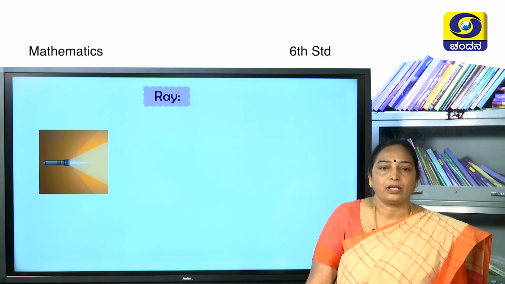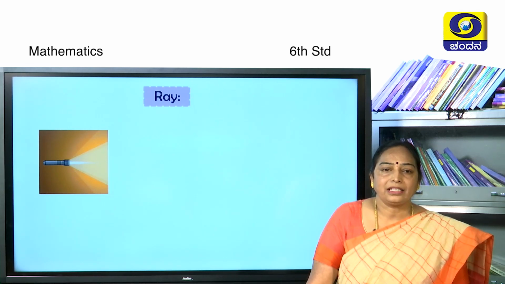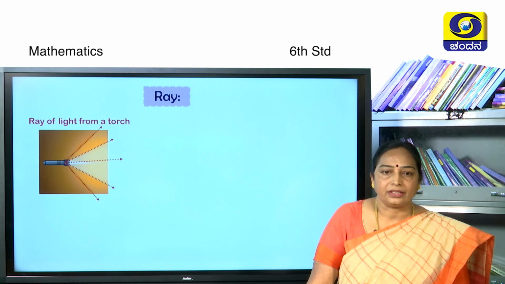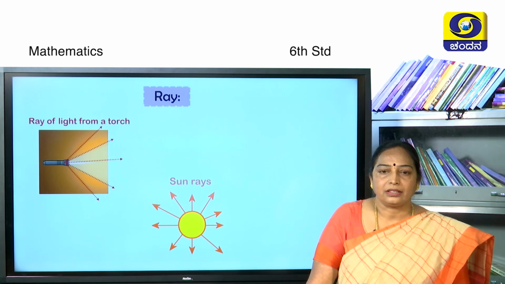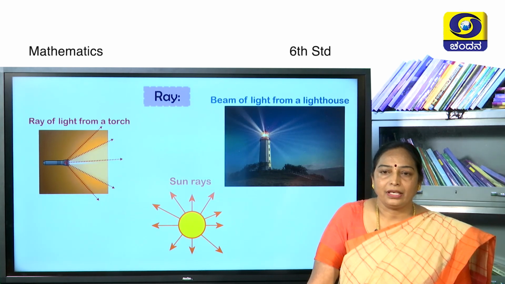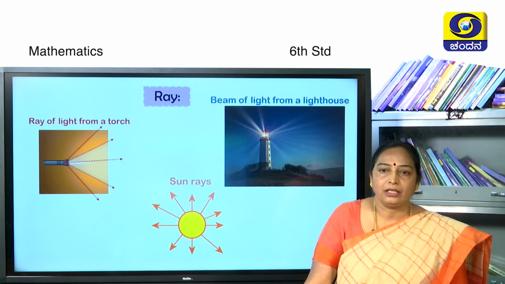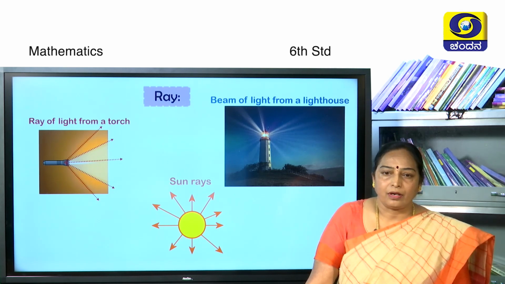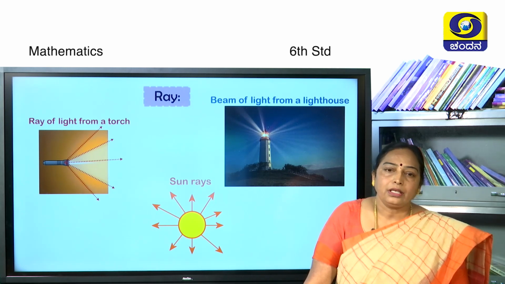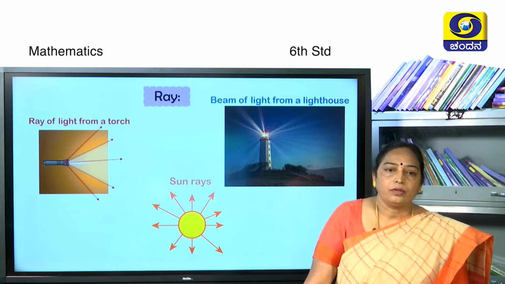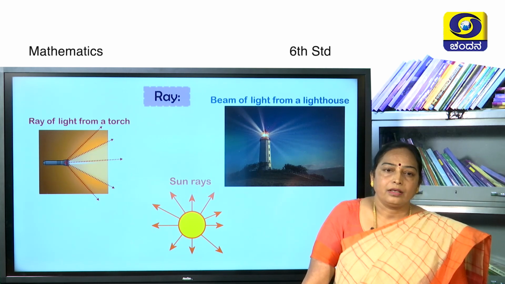Children, look at this model. The light rays emerging from a point. This is a torch, a ray of light from a torch. Sun rays from the sun, a beam of light from a lighthouse. Here light comes from the torch, from the sun, from the lighthouse in the form of rays. Children, we know light rays. But what is a ray?